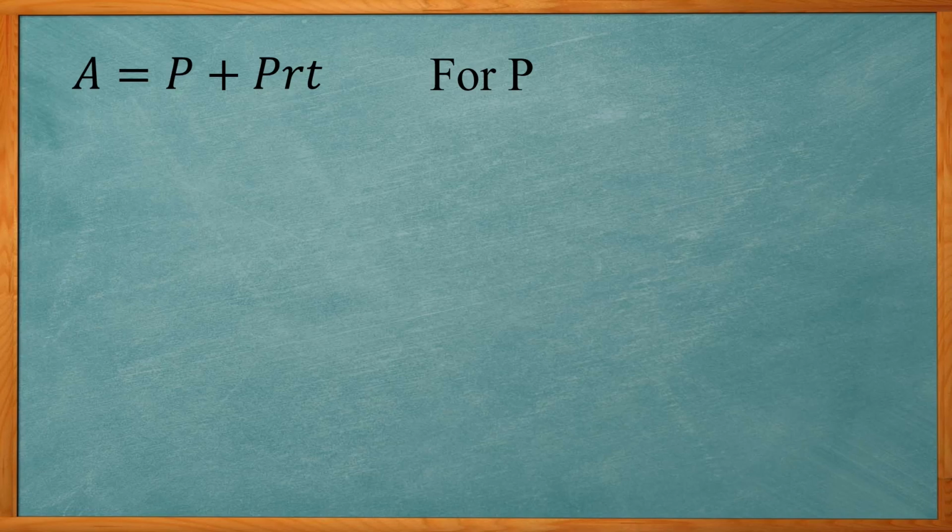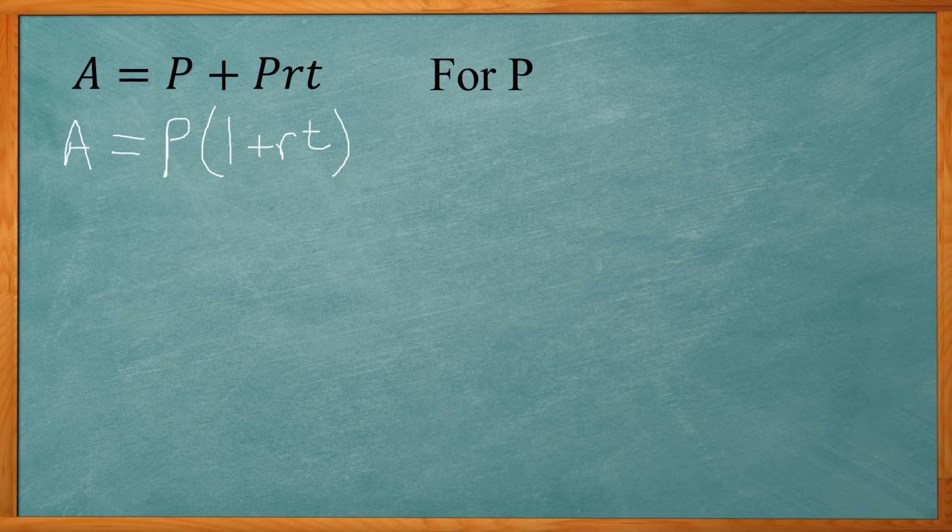In this example, we have A equals P plus PRT, and we want to solve for P. Now this looks a little strange. We got 2 P's, but somehow we need to end up with just 1 P. So when you have multiple of the same letter that you need to solve for, you need to factor it out. So if I factor out a P, that'll give me P times the quantity 1 plus RT. Okay, so now I only have 1 P in the equation.